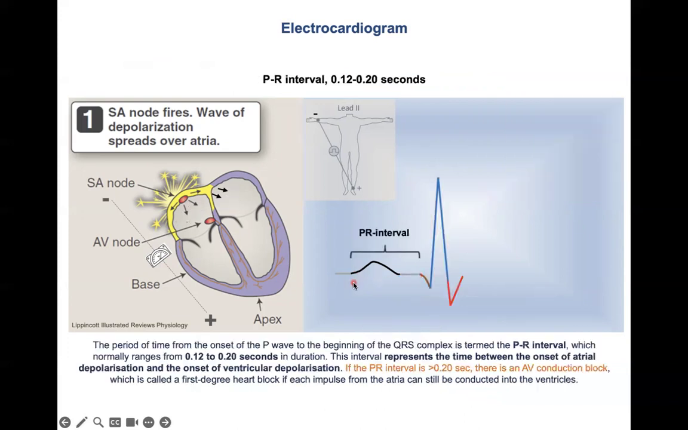We also have the so-called PR interval. What does it stand for? Here we start the excitation of the atria. At this point, they are fully excited, this line here. PR interval describes the following.